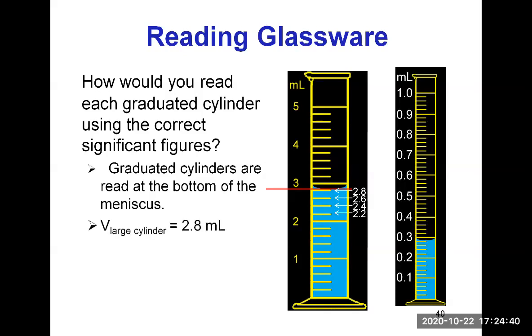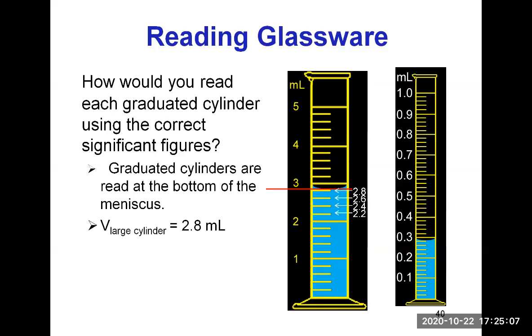So the volume in the large graduated cylinder would be read as 2.8 milliliters, because you cannot give more precision than that. If the volume was falling exactly between 2.8 and 3.0, then you would say it's 2.9. And so the 8 and the 9 here are estimated.